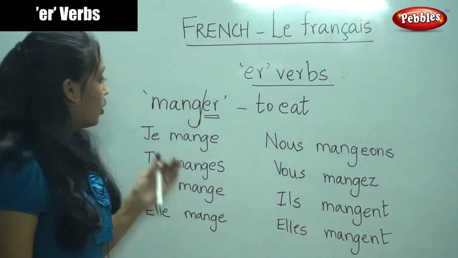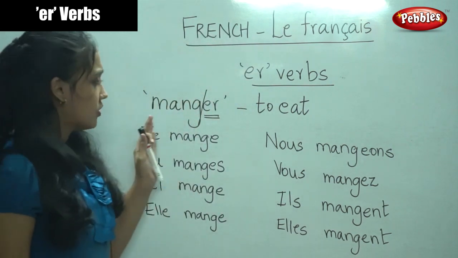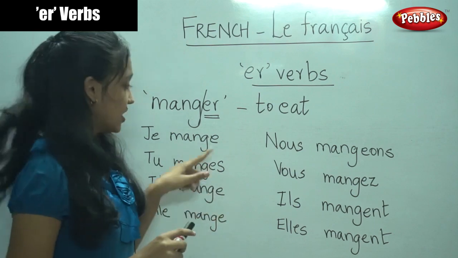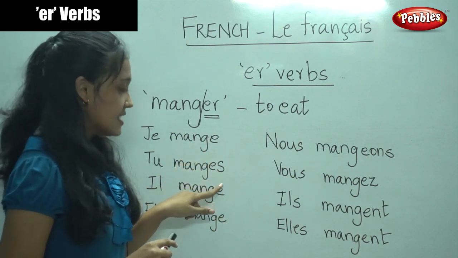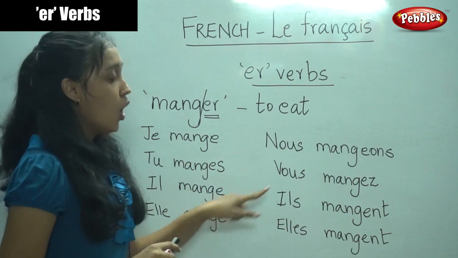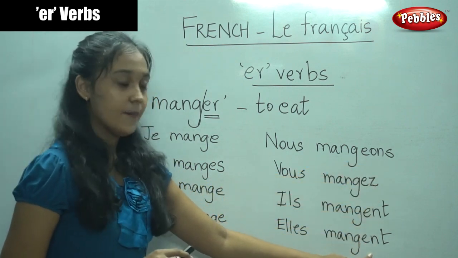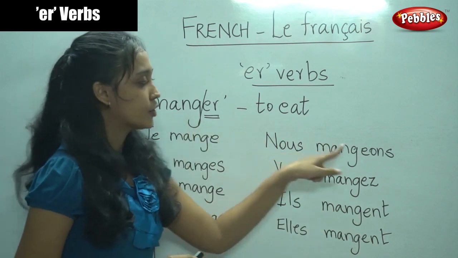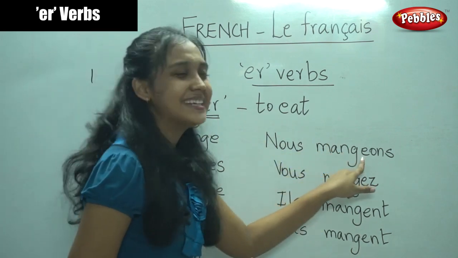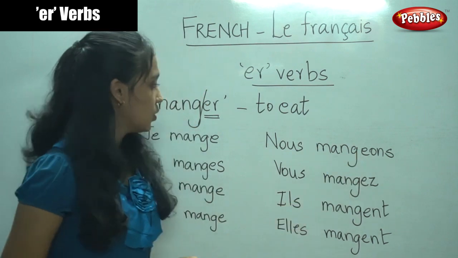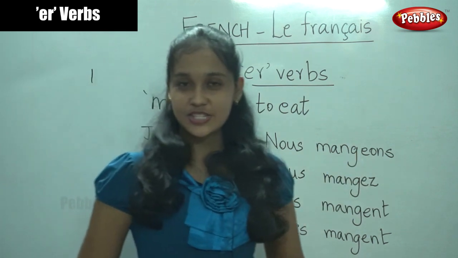So, I hope you understood this. Most of the ER verbs do not have any changes. It is E, ES, E, E, ONS, EZ, ENT, ENT. For the word manger alone, you have to remember, for nous, we add an E in between. So, I hope you have understood. Are you ready to see some more verbs?